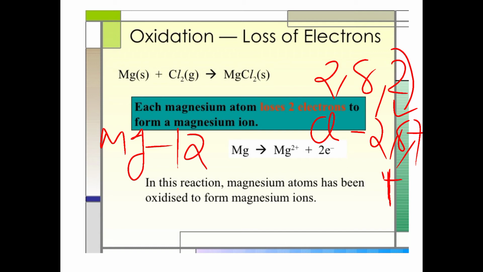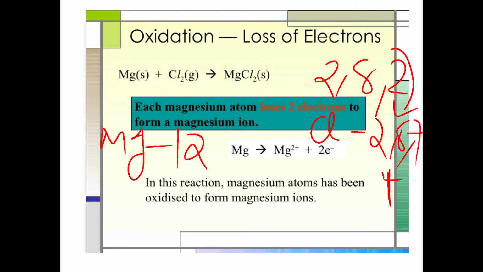If an atom or element donates 2 electrons, it gains a 2 plus charge. So magnesium, losing 2 electrons, gets a 2 plus charge. Chlorine accepts electrons; if a substance accepts electrons, it gets a negative charge. These are all basic things you know.